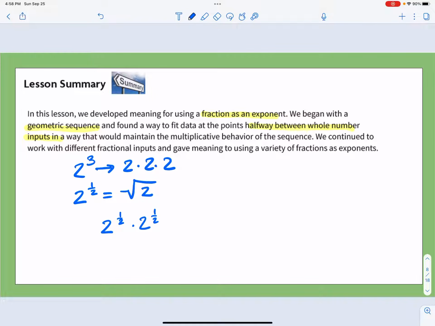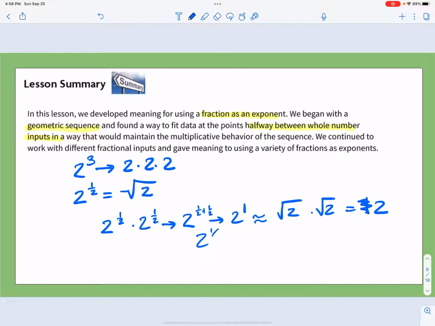2 to the half power times 2 to the half power becomes 2 to the 1/2 plus 1/2, which is 2 to the first power, then what I also could say is that's similar to saying the square root of 2 times the square root of 2 is equal to 2, because those roots are going to cancel out. So what we're saying essentially is that 2 to the 1/2 power is the same as the square root of 2.